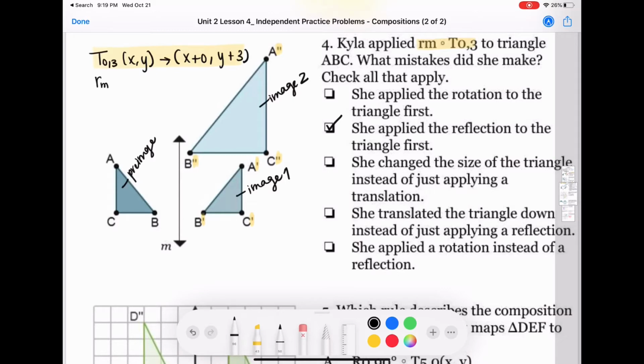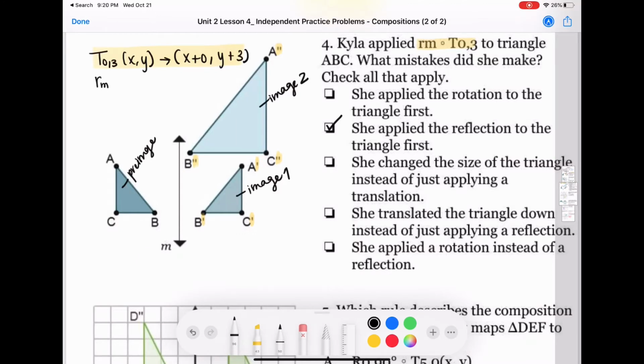It would also look like she attempted to do the translation next, but she did not keep the image 1 and image 2 congruent. Instead, she increased the size of image 2, which is not a characteristic of a translation. Remember that rotations, reflections, and translations are a type of rigid transformation. This means the size, shape, angle measure, length, etc. does not change. So her next mistake was that she changed the size of the triangle, instead of just applying the translation.